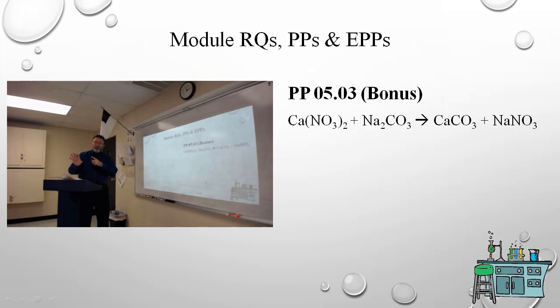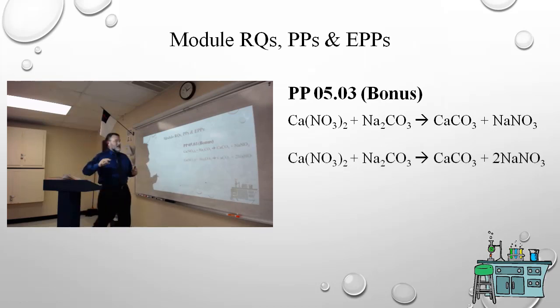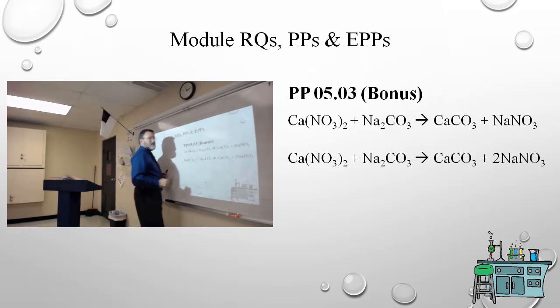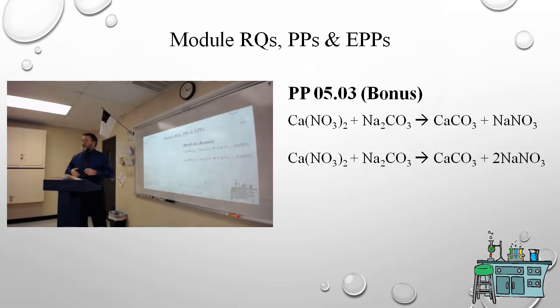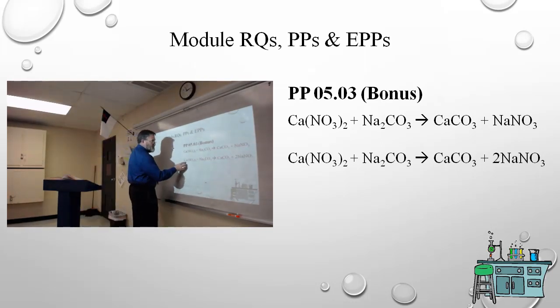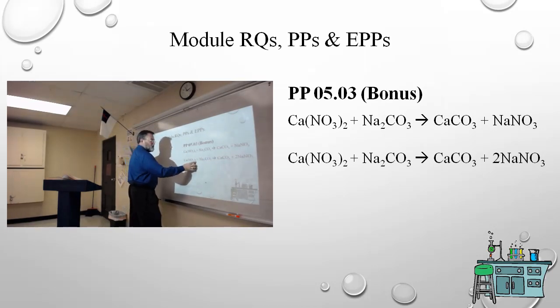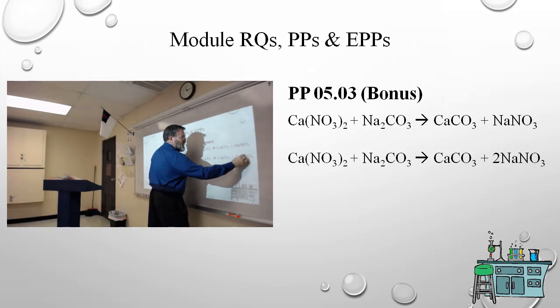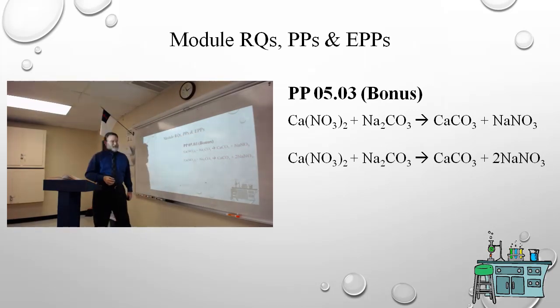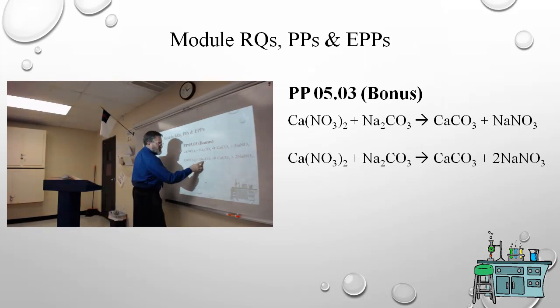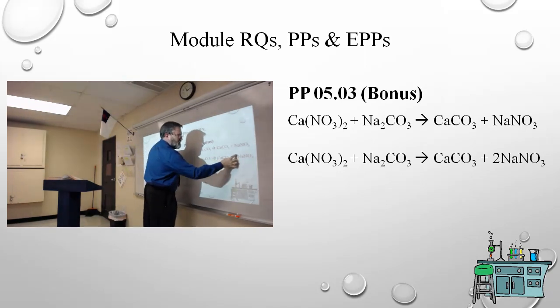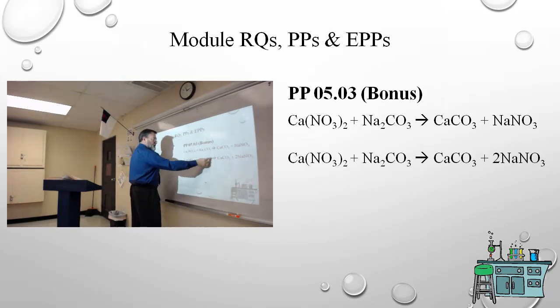We're going to learn in an upcoming module pretty quickly that all I do is go ahead and add a 2 in front of sodium nitrate. Now let's look at it. How many calciums do I have? 1, 1. Nitrate, 2. 2 at 1 is 2. Sodiums, 2, 2. Carbonate, 1, 1.